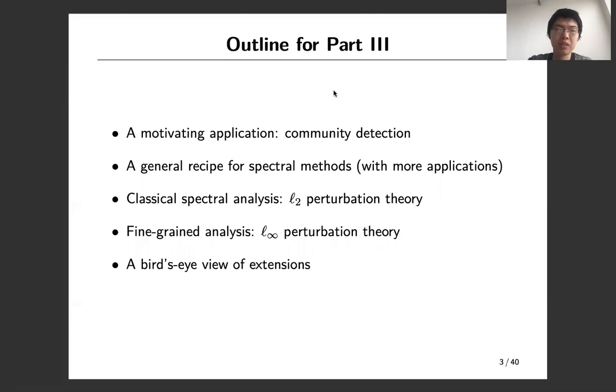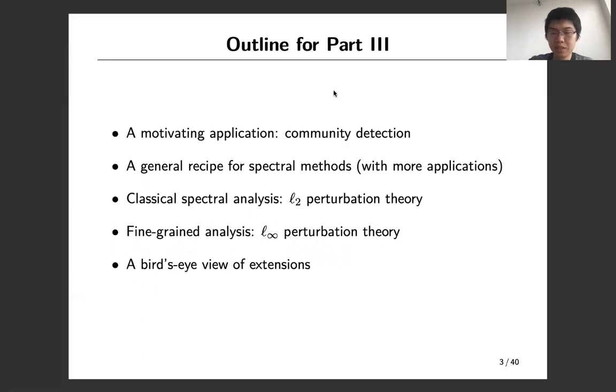To understand the statistical performance of spectral method, we further introduce two types of analysis. One is called classical spectral analysis, which provides Euclidean distance bounds on the perturbations, and the other is called, I call it fine-grained analysis, which provides L infinity norm perturbation bounds for the spectral methods. In the end, we will conclude with a bird's eye view of the possible extensions, including things we don't have time to talk about in this tutorial.